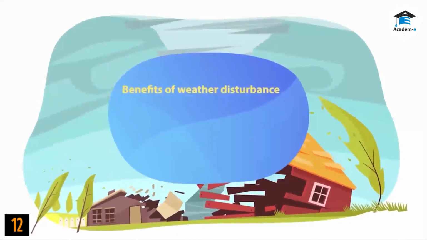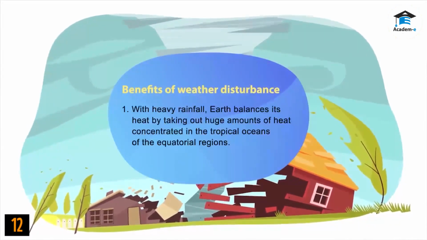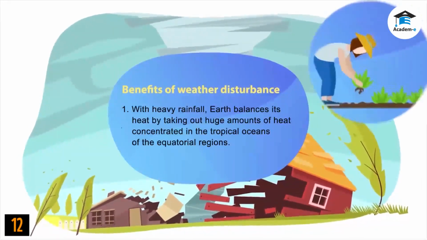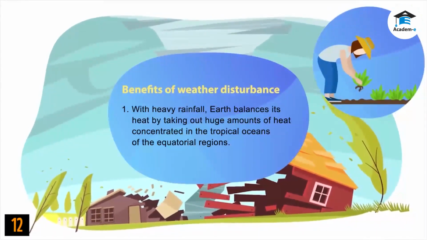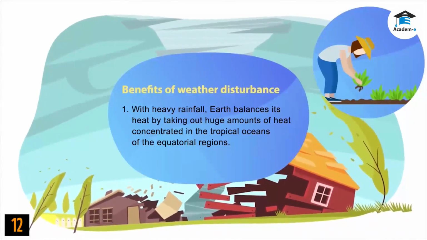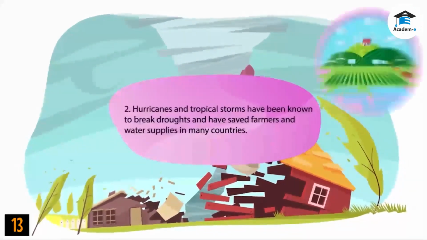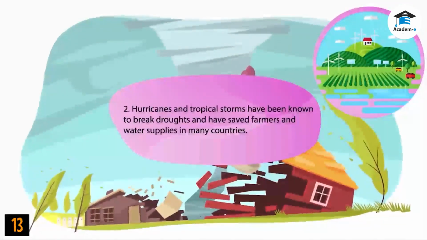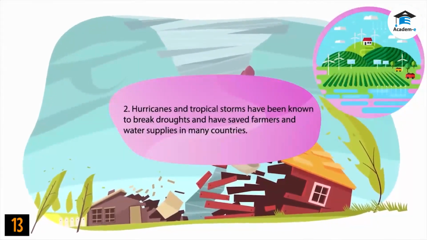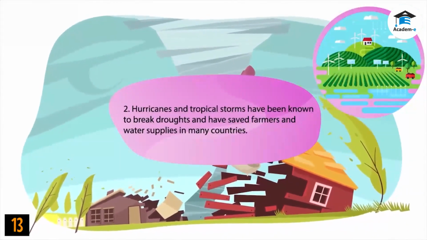Weather disturbances do have some major benefits. Some of them are the following. 1. With heavy rainfall, Earth balances its heat by taking out huge amounts of heat concentrated in the tropical oceans of the equatorial regions. 2. Hurricanes and tropical storms have been known to break droughts and have saved farmers and water supplies in many countries.